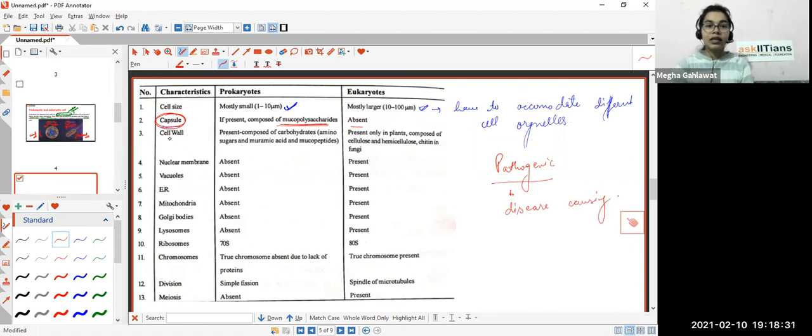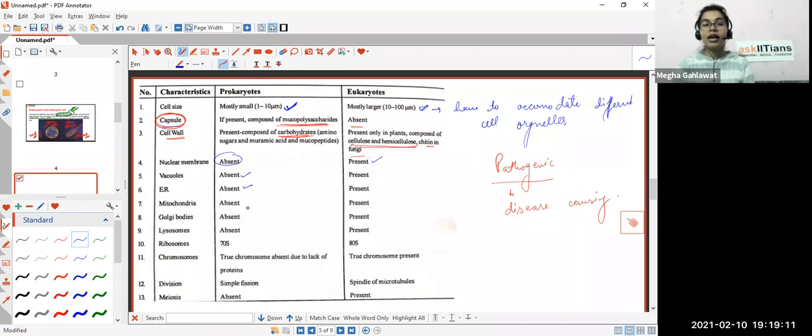Okay, next is the cell wall. As I told you while teaching the cell wall, the cell wall can be composed of different kinds of materials according to the organisms. I did give you the example of the plant cell, which was cellulose, hemicellulose, pectin, lignin, etc., and the fungi, which was made up of chitin. Right now, the cell wall which is present in the prokaryotes is also made up of carbohydrates, whereas the eukaryotes could be plants and fungi. They are made up of cellulose and hemicellulose, and chitin in the fungi. Now, nuclear membrane is absent in the prokaryotes but is present in the eukaryotes.